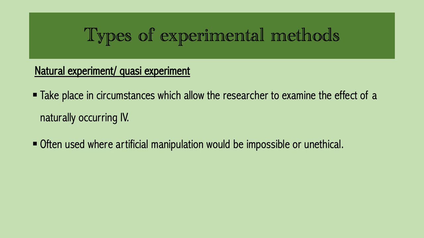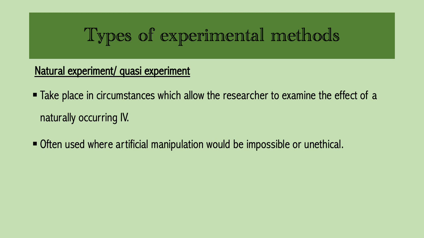So if a study is examining something that occurs naturally, like gender, it is considered as a natural experiment or a quasi-experiment, because the IV is impossible to manipulate. But there is still an IV. It's just that the IV occurs naturally. Okay? So I hope that's clear.